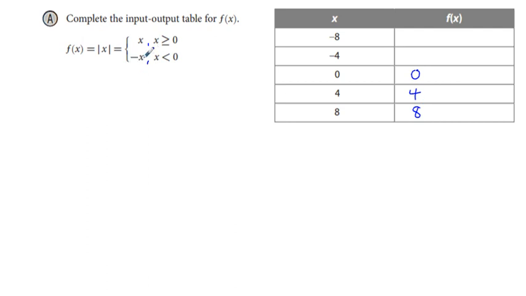Now, negative x when x is less than 0. So here we have negative 4. And so if we have negative x, negative of negative 4 is going to be equal to 4. And likewise for negative 8, the output is 8. So we are never going to be negative here.